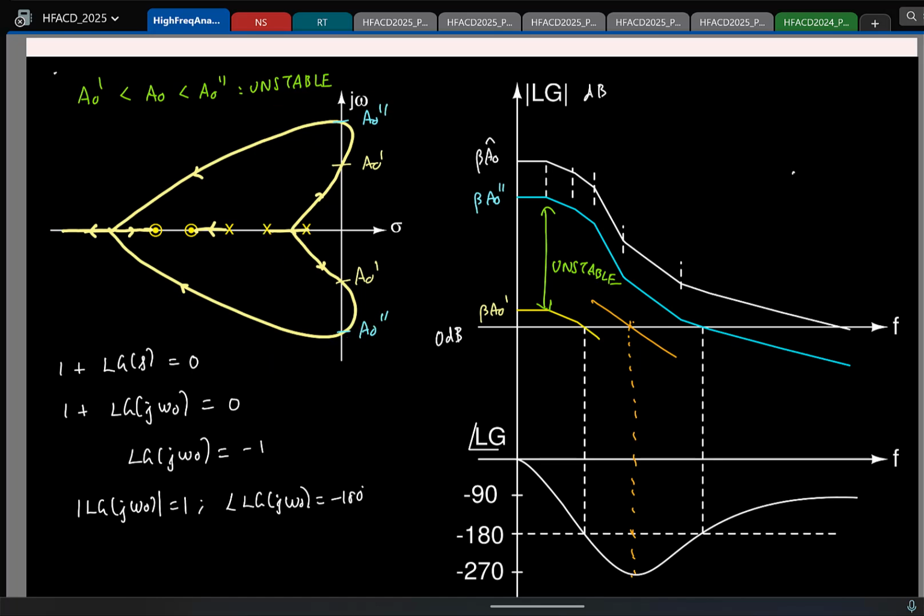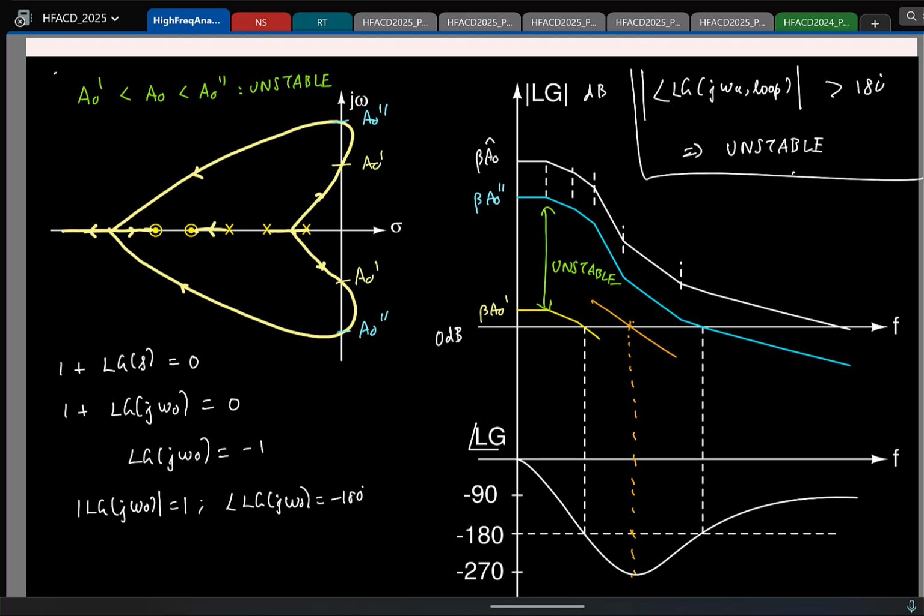So the idea is this: you look at the phase where the magnitude becomes unity, right? And what is the name we gave for this frequency? The unity loop gain frequency. So I look at the phase of the loop gain where the magnitude becomes unity. Correct? To avoid the confusion on negative and positive, if I take the absolute value of this phase, if this is greater than 180, which means that the system is definitely unstable. That is the final translation from root locus to Bode plot.